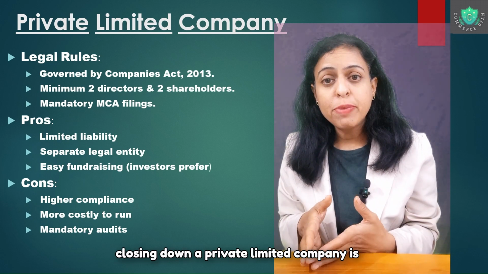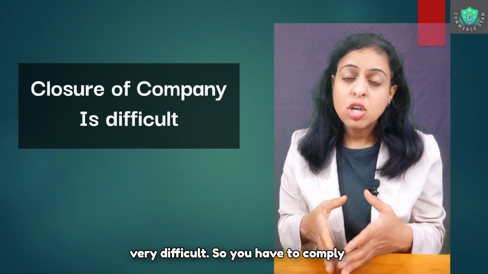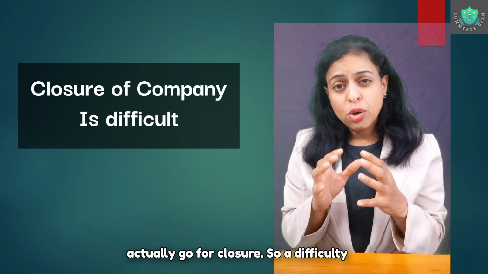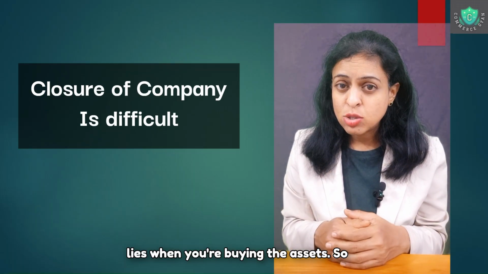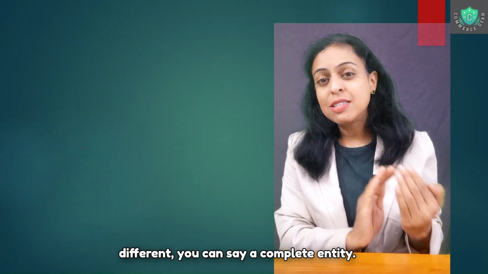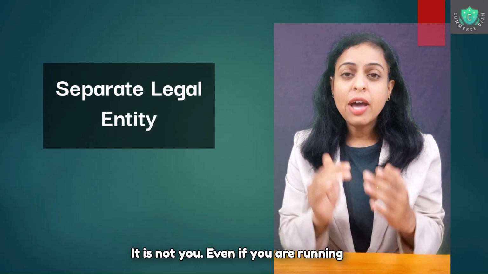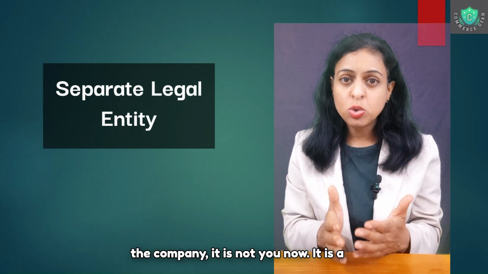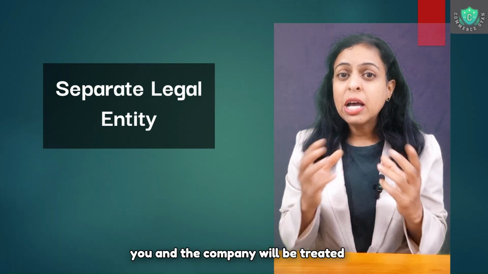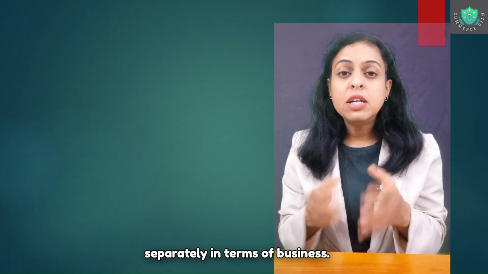Also, closing down a private limited company is very difficult. So you have to comply with a number of things before you can actually go for closure. So difficulty lies when you're buying the assets. So the assets are of the company. It has a different, you can say, a complete entity. It is not you. Even if you are running the company, it is not you now. It is a different entity in the eyes of law. So you and the company will be treated separately in terms of business.